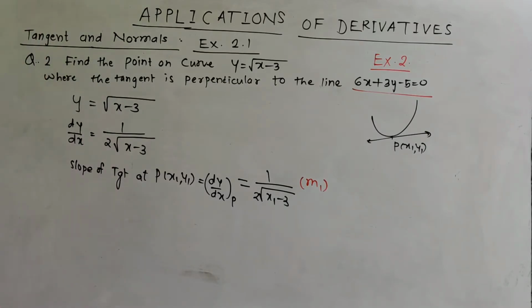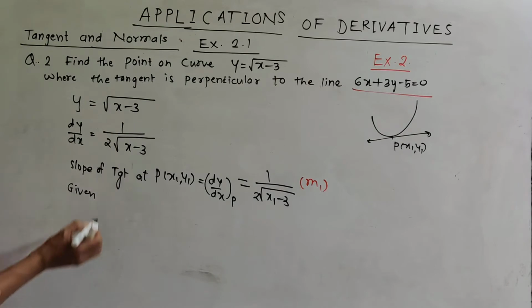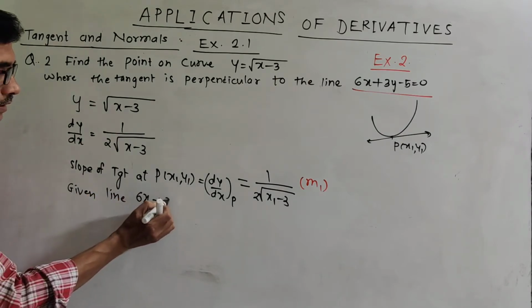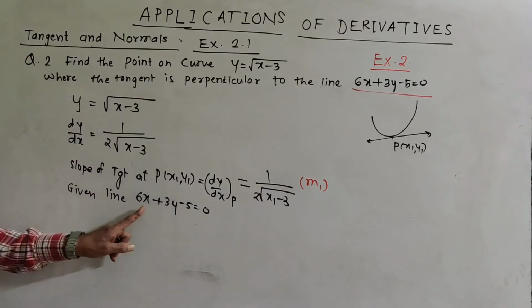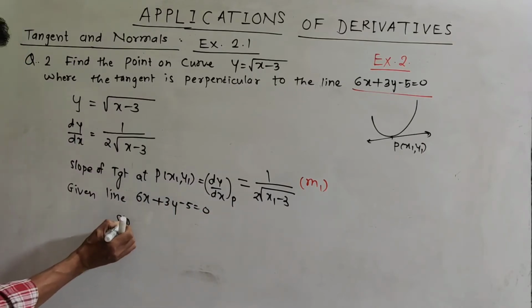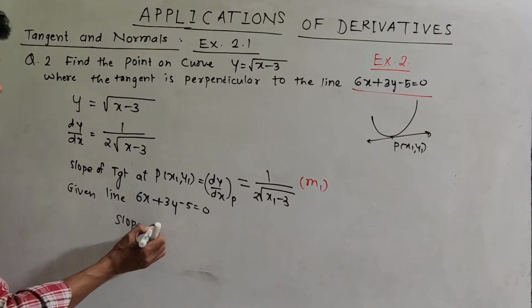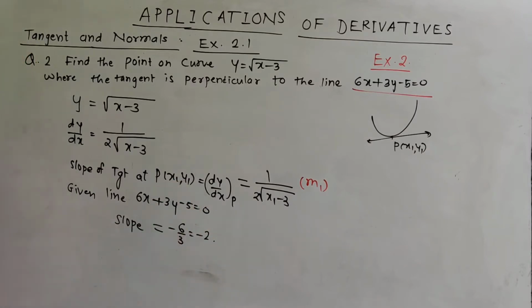Now what is the equation of the given line? See here, the given line is 6x plus 3y minus 5 is equal to 0. So the slope of the given line is minus a upon b, which is minus 6 upon 3, which is equal to minus 2. That is the slope of the given line. Say it is m2.